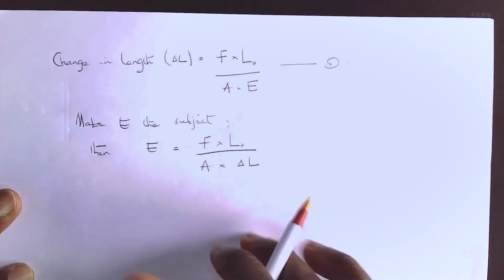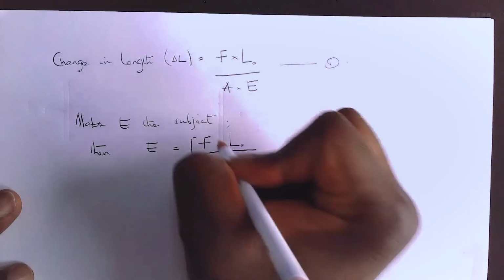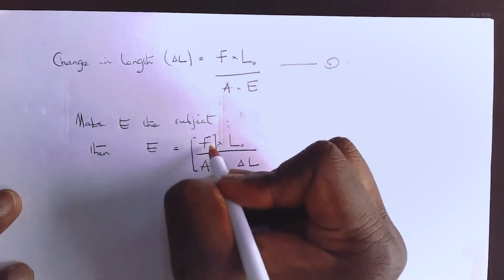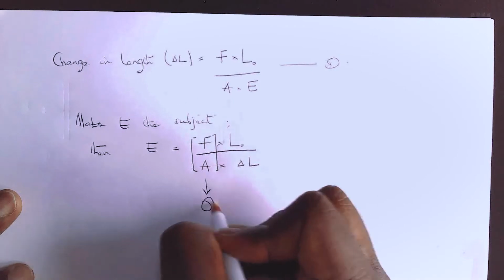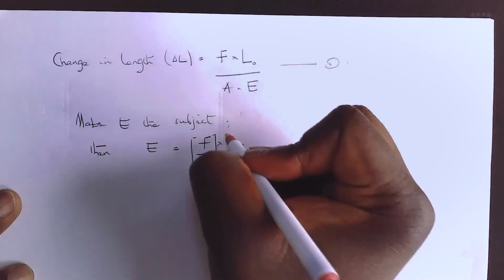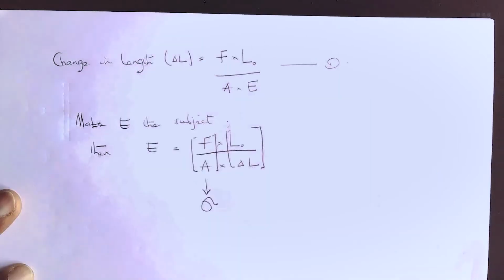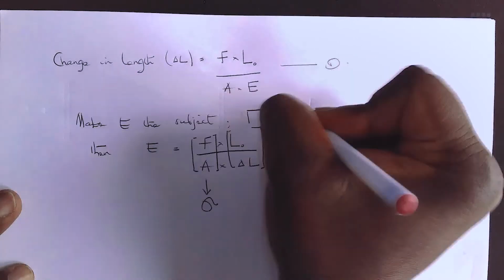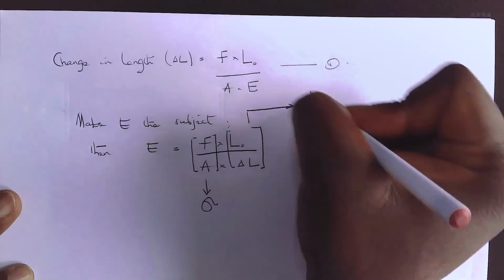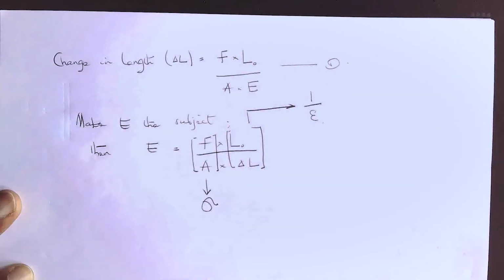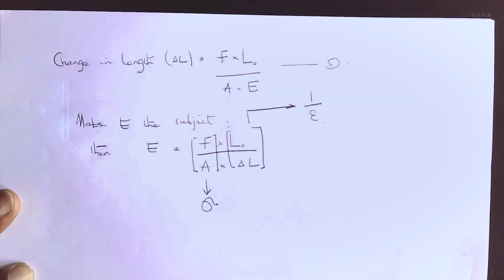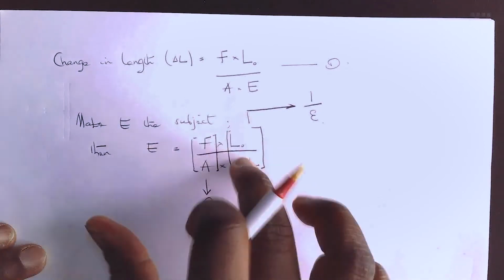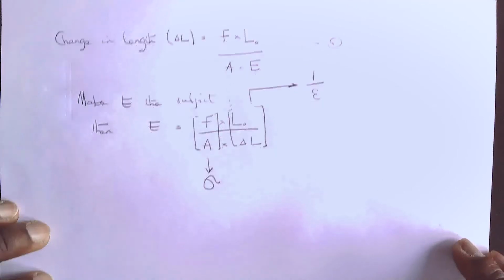And if you look at this expression very carefully, if we were to group these variables, you realize that F over A is the same as the stress, and the original length over the change in length is the inverse of the strain, because we know that strain is equal to what? The change in length divided by the original length. So either technique will give you the same result. Okay, it's just that this is a shorter alternative.